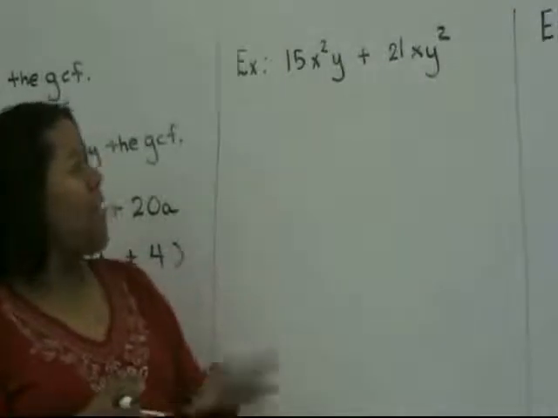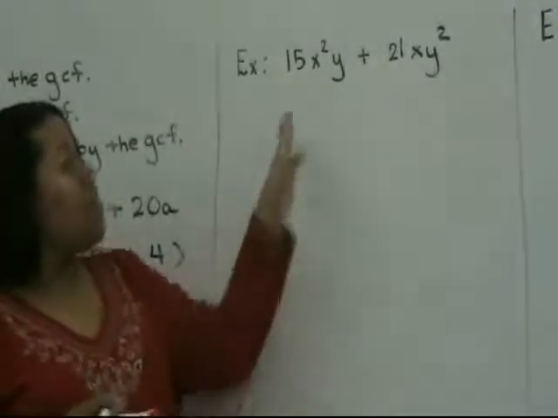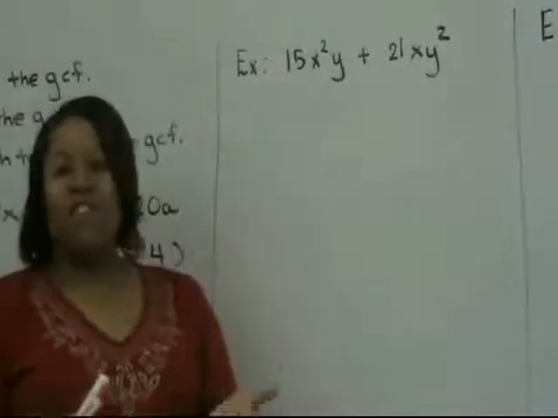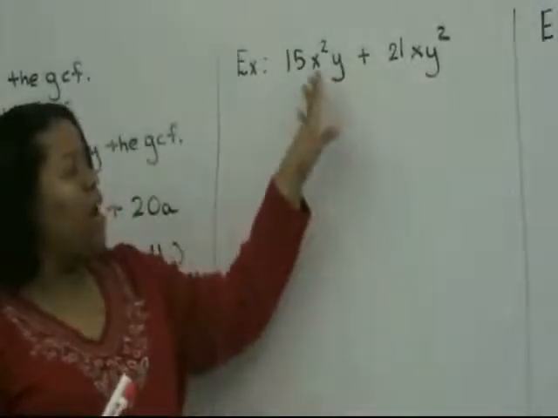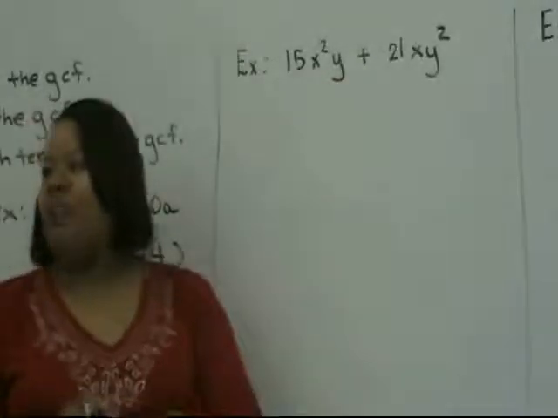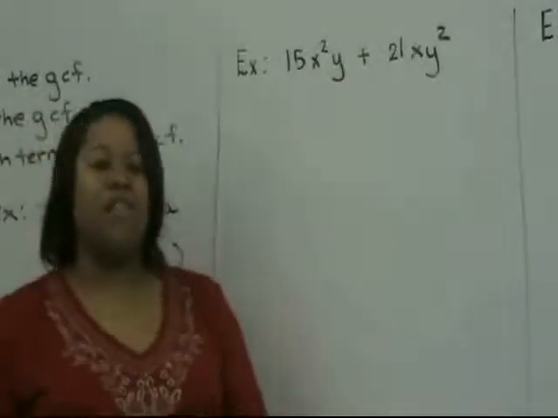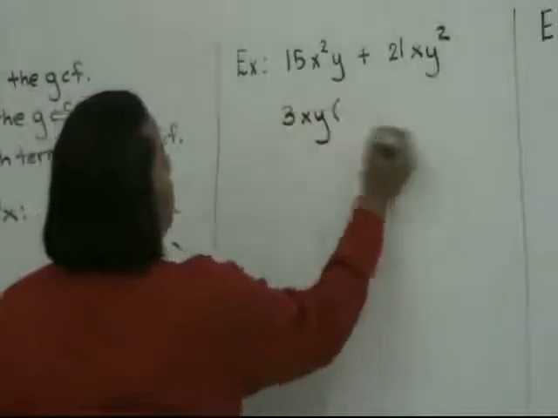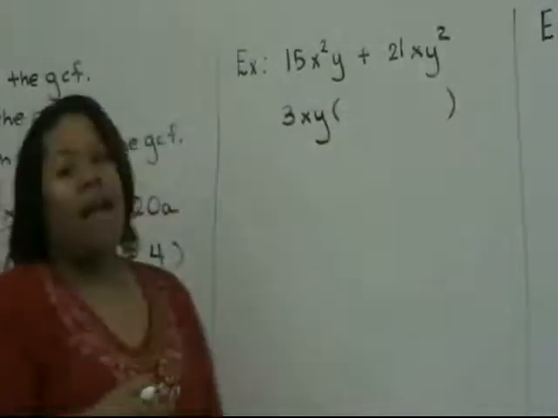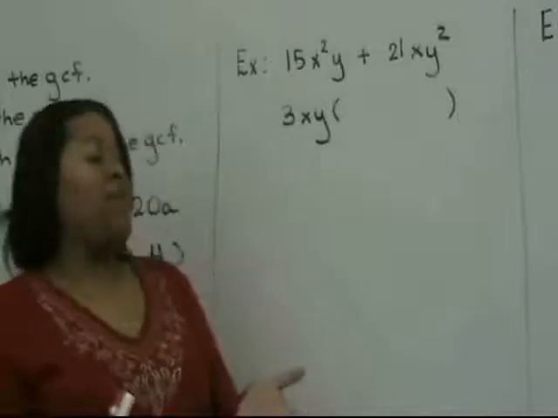3, x, and a y? 15 and 21 are both divisible by 3. And then we have common variables. Both terms share a common x and a common y. So the greatest common factor would indeed be 3xy. So we first identify the greatest common factor. And then we want to factor out the greatest common factor.